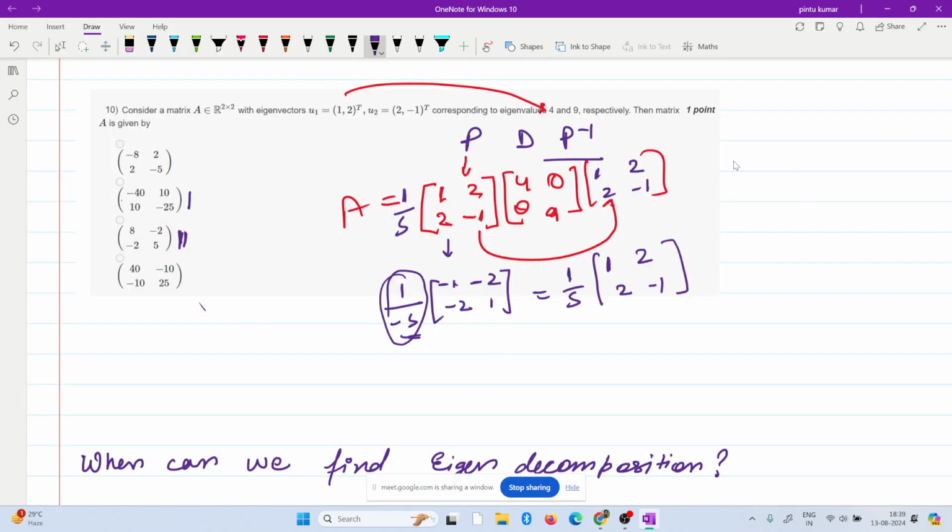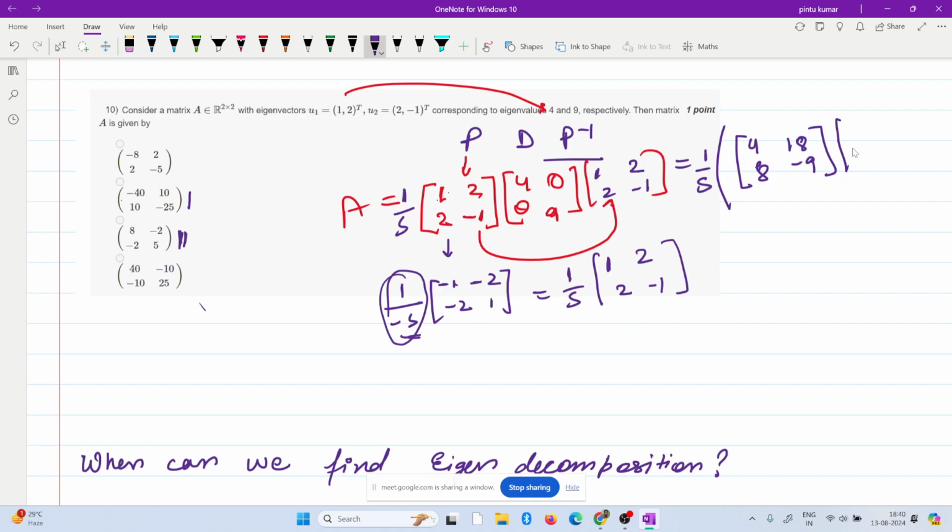Okay. So let's do the multiplication. So this is 1 by 5. Let's multiply these first two matrices first. So this would be 4, 8. Am I doing it correctly? This is 4. This is 8, right? And then this is 18, right? And this is minus 9. I hope I have done the calculations correctly.